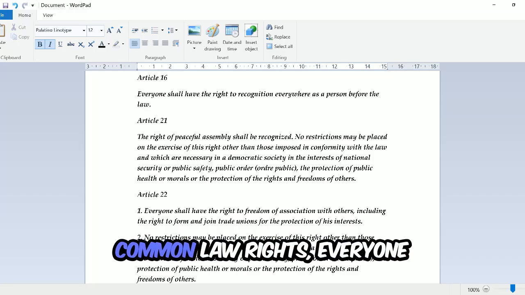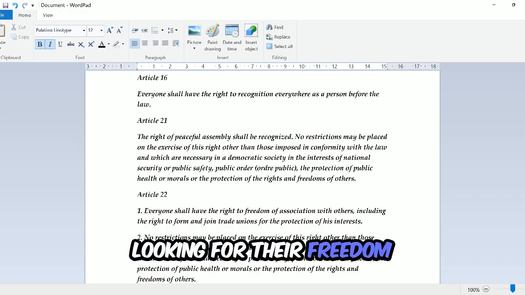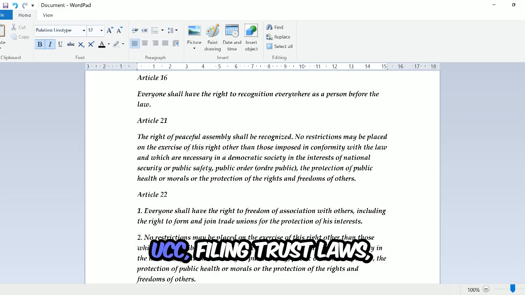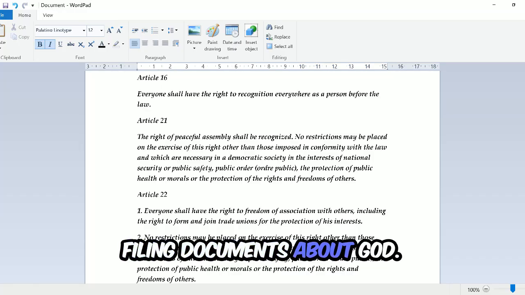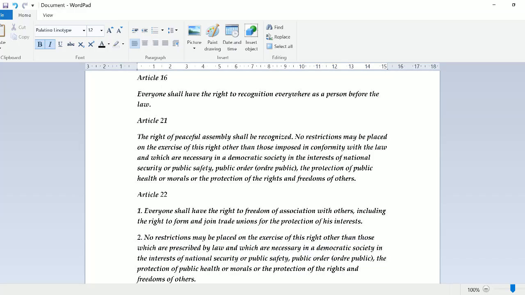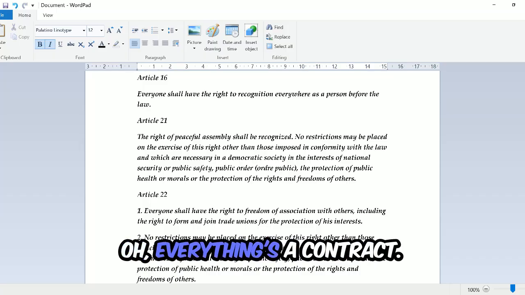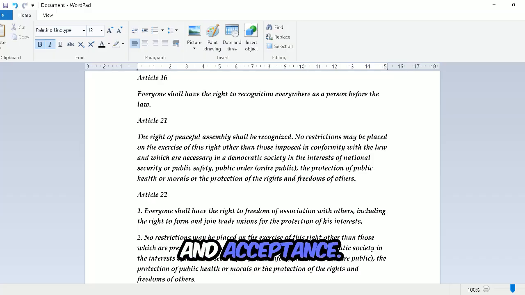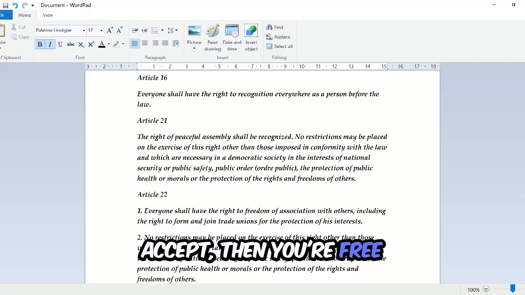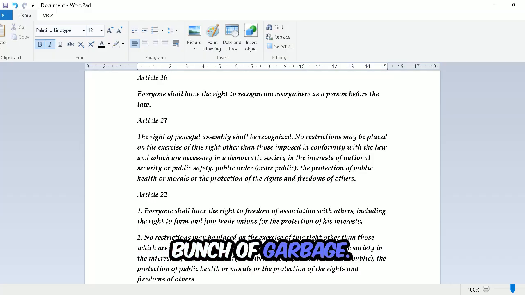Everyone looking for their common law rights. Everyone looking for their freedom from the government. Filing UCC. Filing trust laws. Filing documents about God. Telling you and teaching you, well, everything's a contract. It's an offer and acceptance. And if you just don't accept, then you're free from the government. Bunch of garbage. Courts have already declared so.